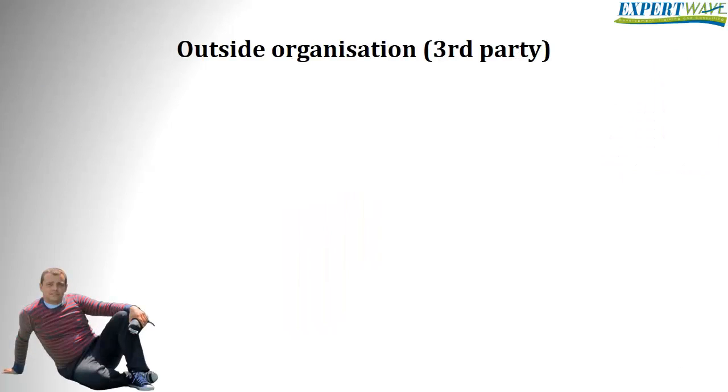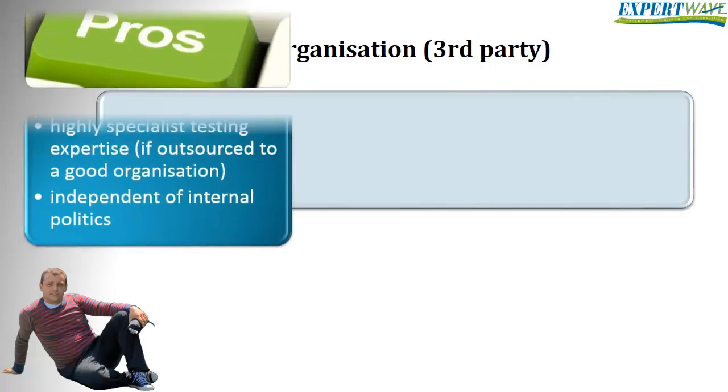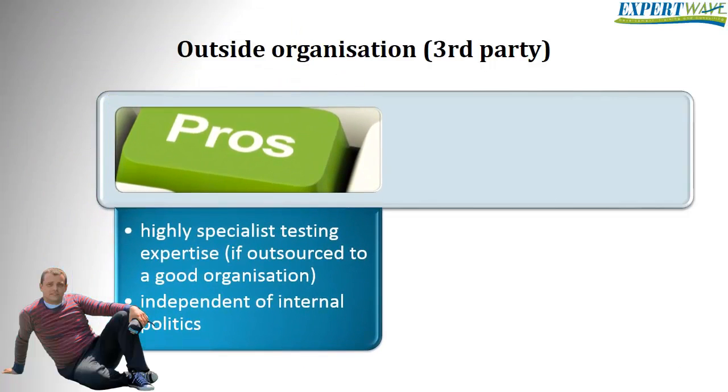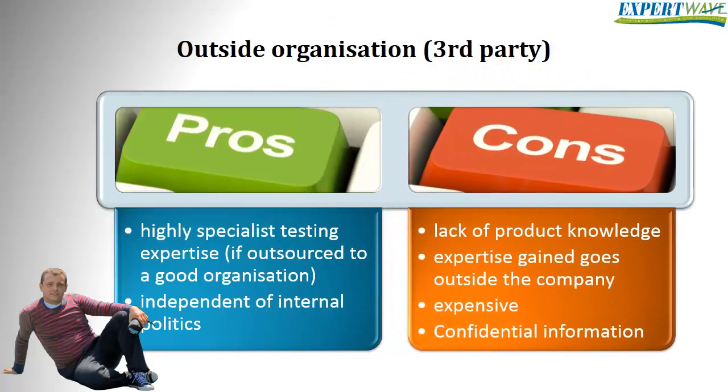Last, with the highest independence comes the third-party organization, where we outsource the testing of the software to another organization. They have highly specialist testing expertise if outsourced to a good organization, and are independent of internal politics, but they might lack the knowledge of the product. Expertise gained in that case will go outside of our company. They could be very expensive, and there might be some sort of leaking of confidential information.